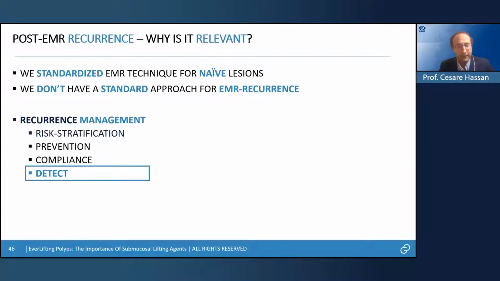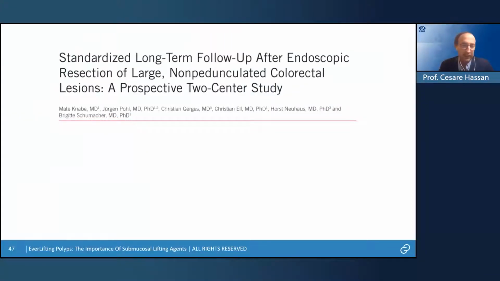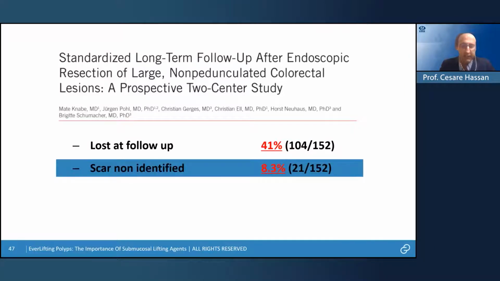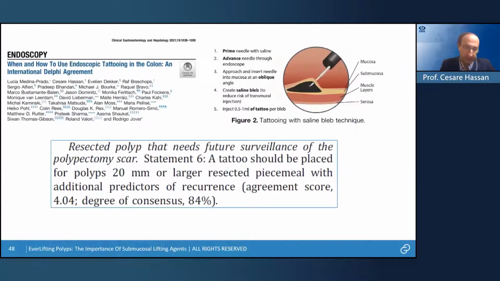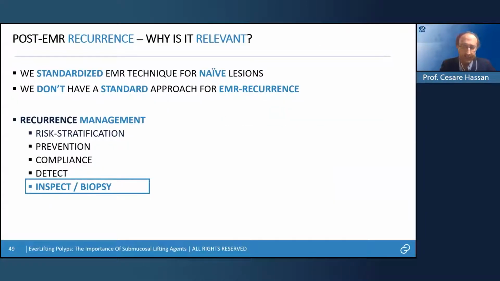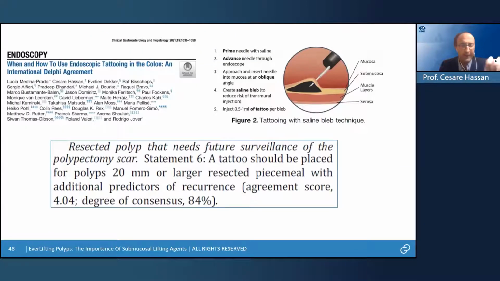What is extremely important is that if there is a recurrence, we detect it. If not, it is a catastrophic error. And when we move back to this German experience, the scar of the EMR was not identified in 8.3%. And this led an international group to do a Delphi on how to avoid the possibility that the scar is not identified at surveillance.